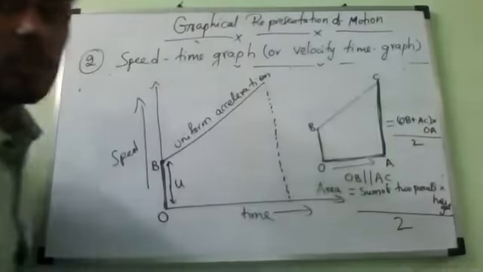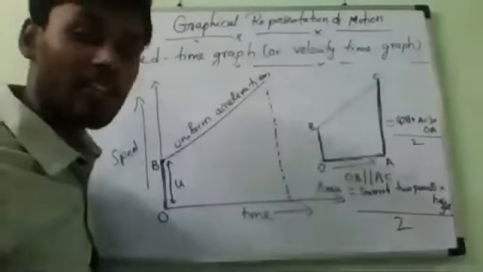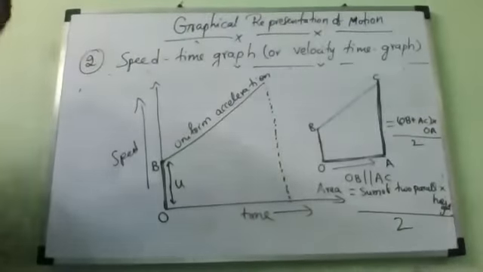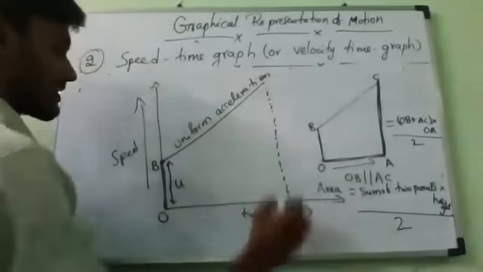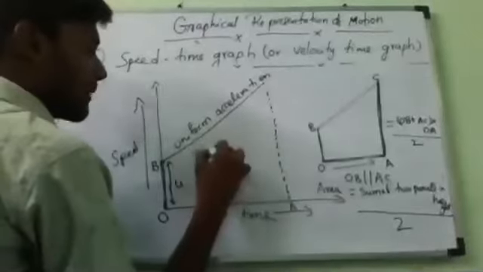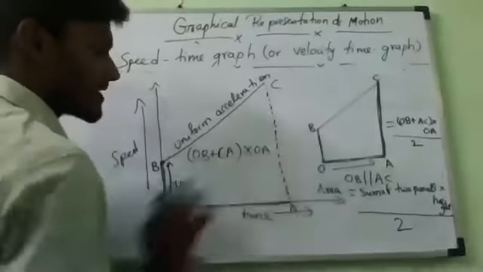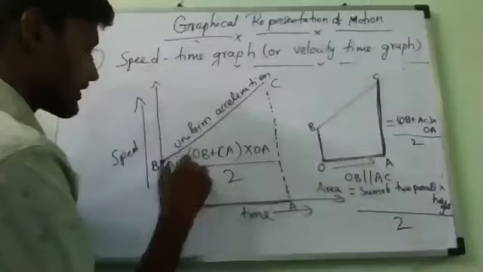That is what will give you the distance traveled by a body when it is already having some initial velocity and later it is increasing with uniform acceleration. Sum of parallel sides means OB plus CA, into the height of the trapezium, which is OA. The time axis is the height, remember, divided by 2 will give you the distance.